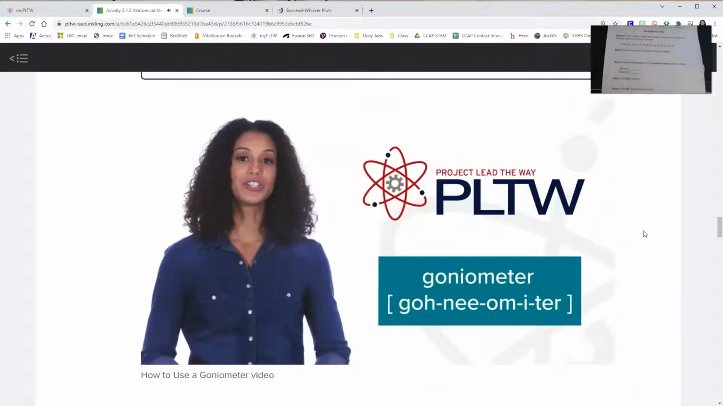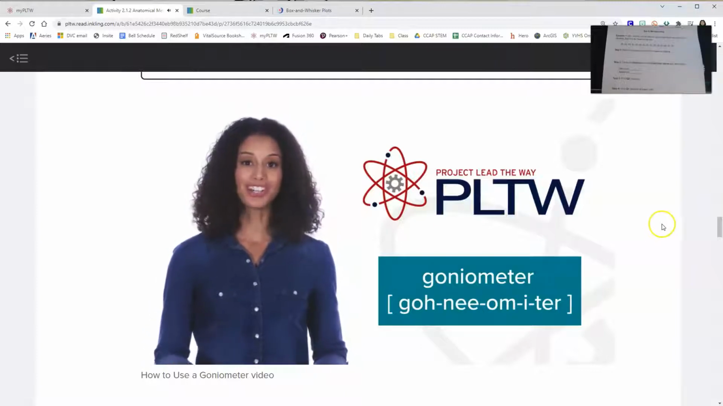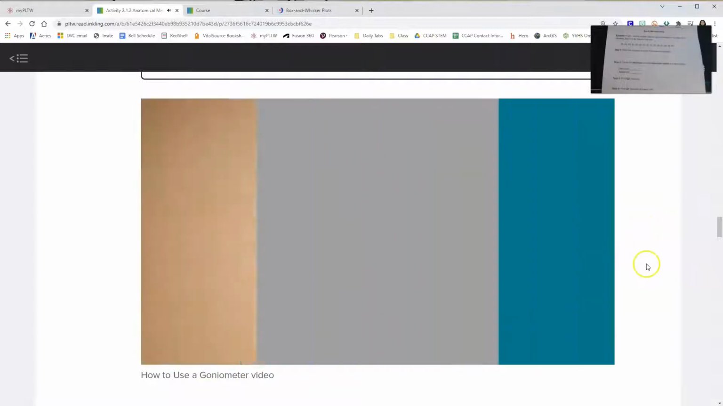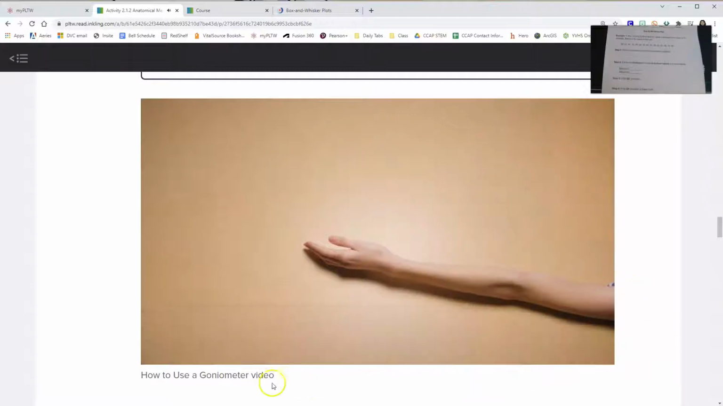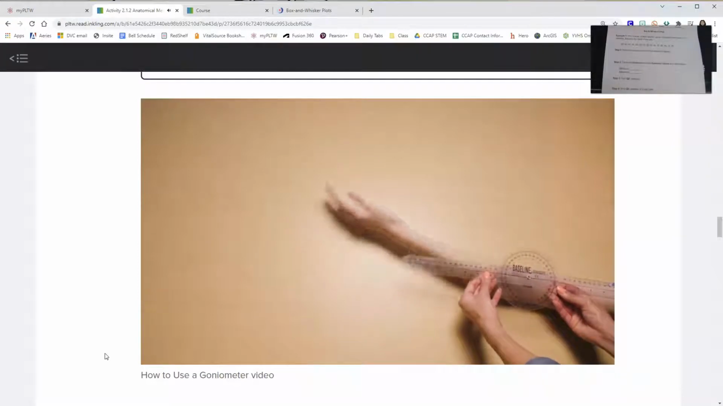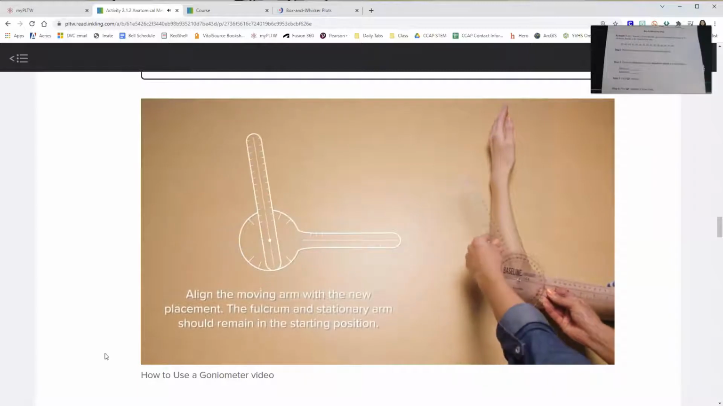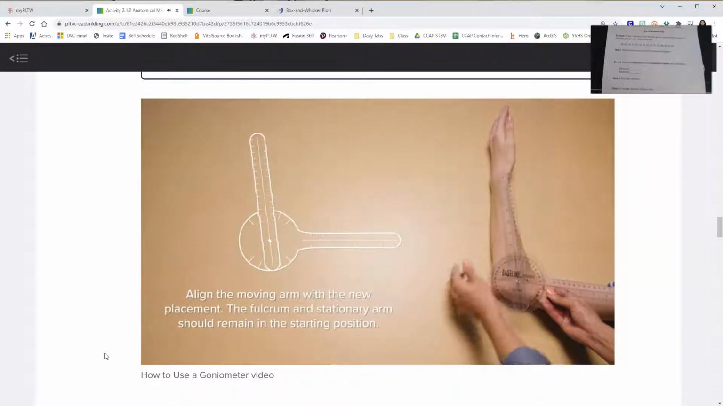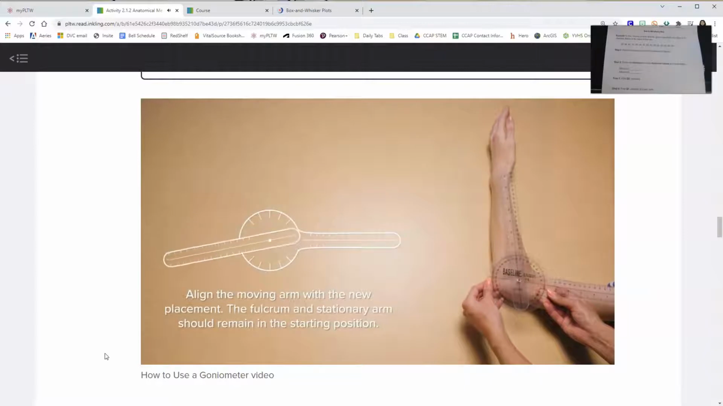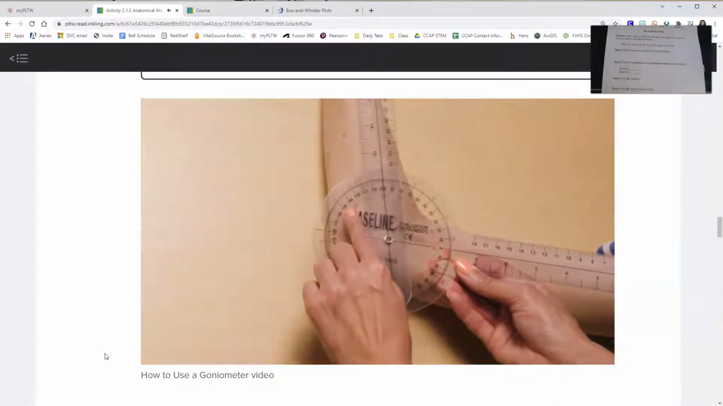A goniometer is a tool used to measure angles, commonly used to measure the range of motion in a joint. To use, hold the goniometer in place over the fulcrum of the joint so the moving arm is on the outside. Have the subject or person move the joint and hold. Move the moving arm of the goniometer so it's in line with the new placement. The fulcrum and stationary arm of the tool should remain in the starting position. Read the rotation degrees on the center dial.